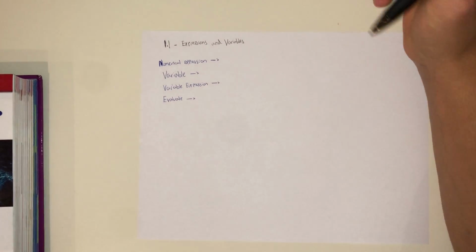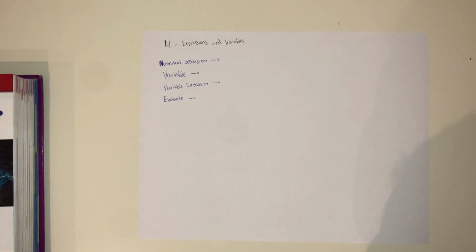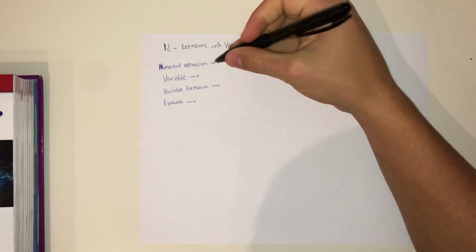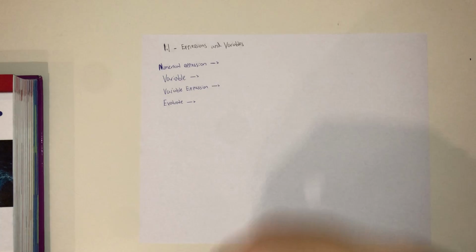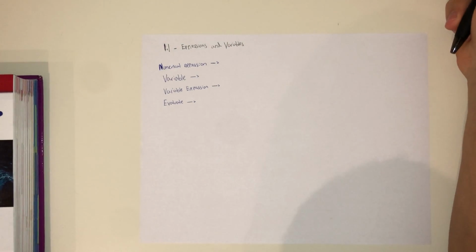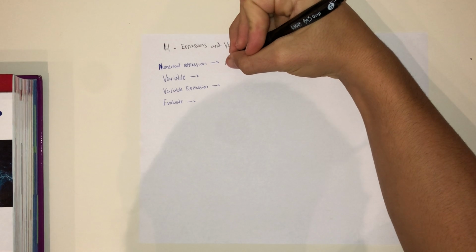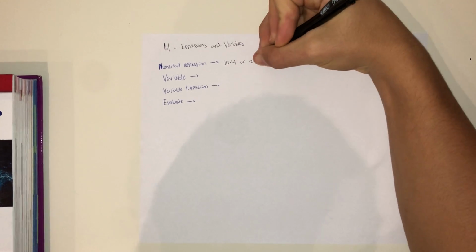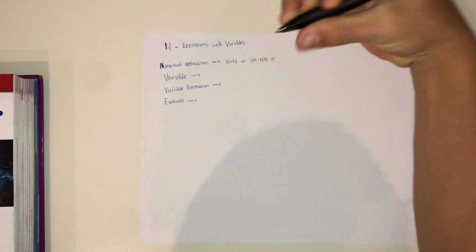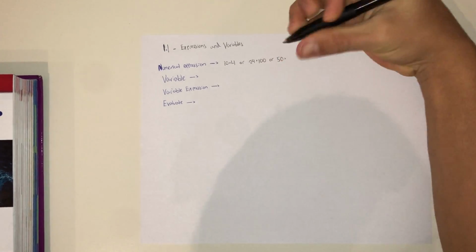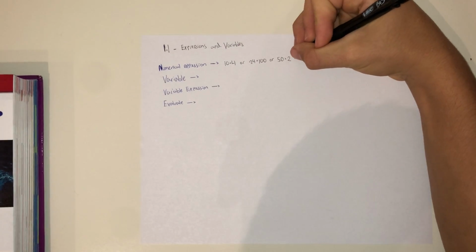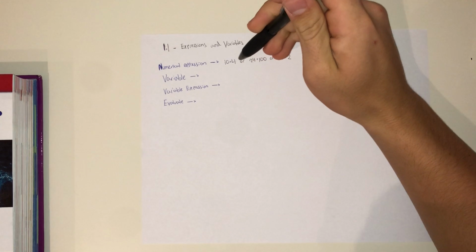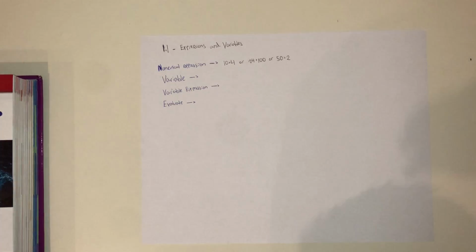Lesson 1.1, Expressions and Variables, is about introducing these terms and how you could apply them to doing certain problems. A numerical expression basically consists of numbers and operations. So something like 10 times 4, or 24 times 100, or 50 times 2. Those are all, or like something divided by 2, something added by like 2, anything with numbers and an operation, whether it's multiplication, division, addition, or subtraction.